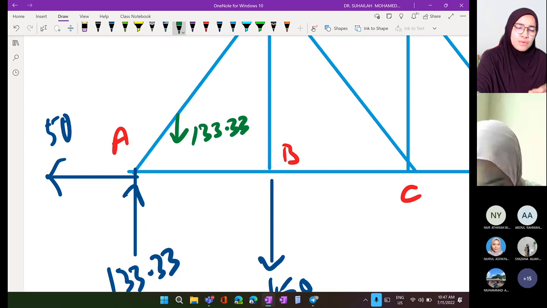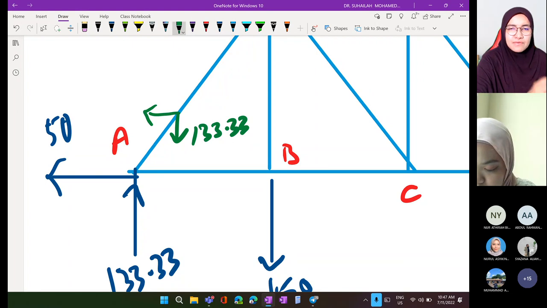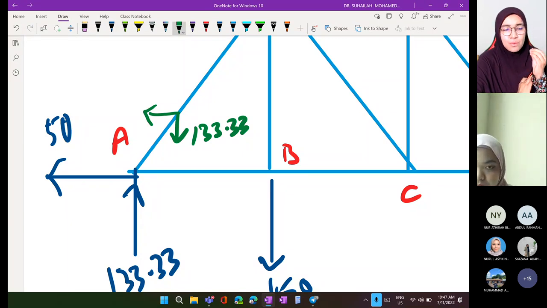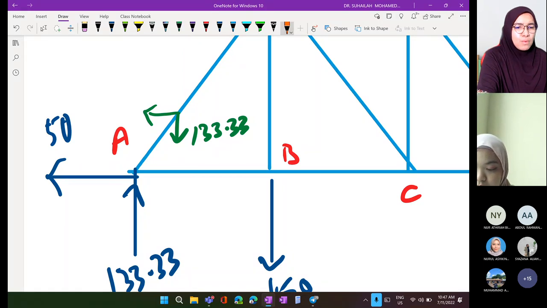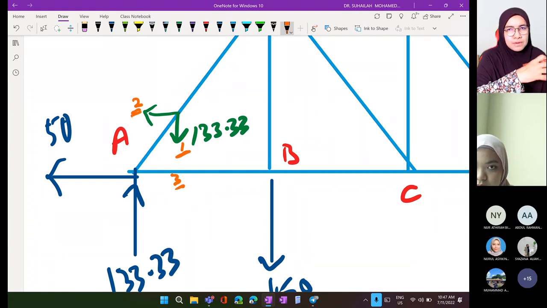Then what we need to do, using vector, we get this. Because between X and Y, for an inclined member, X will depend on Y. So once we get Y, we have to calculate X. That means this is step number one, this is step number two, then only do number three here. You have to follow the steps.